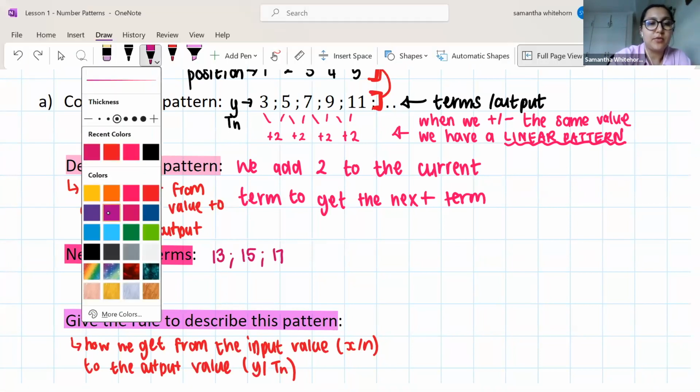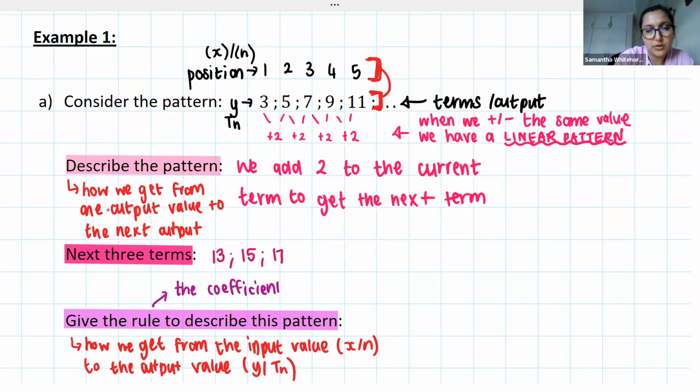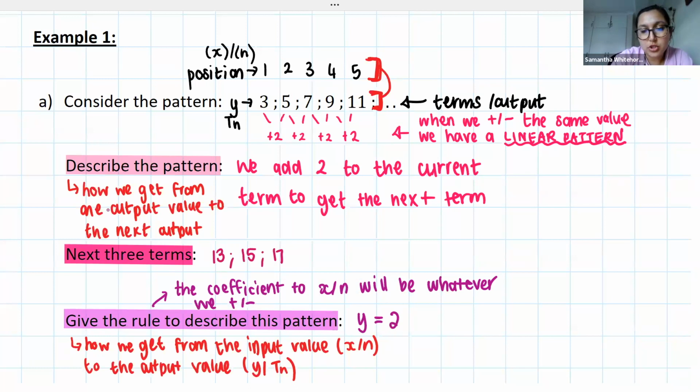So whenever we want to give a rule, the coefficient to x or n depends on what you use. So the number in front of x or n will be what we're adding or subtracting. Right, so in this case, we're adding 2. So we will have y equals 2x. That will always be the coefficient, always. Okay, if it's a linear pattern, this will always happen.